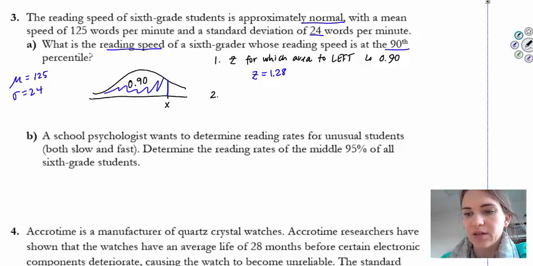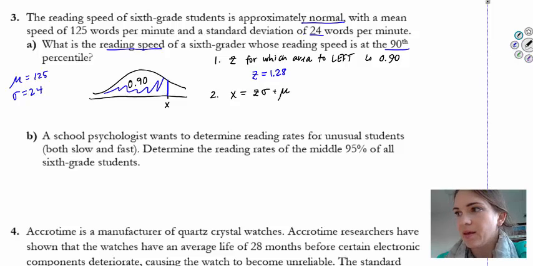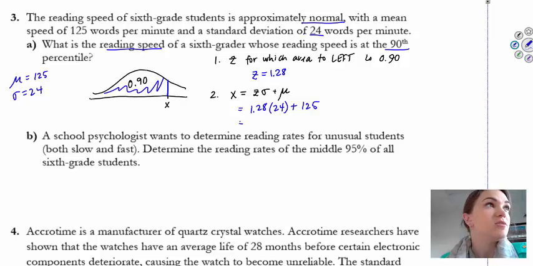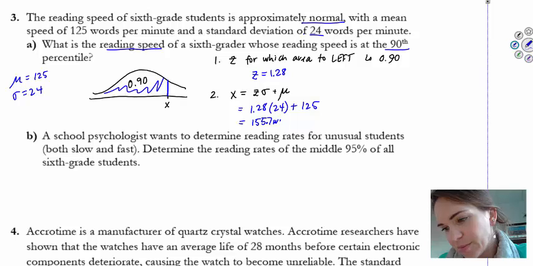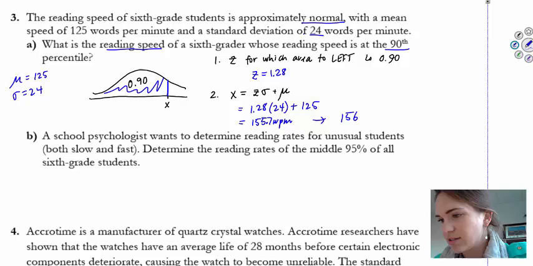So now we want to calculate what value of x, what reading speed is that. So x is z times sigma plus the mean. For this application, z is 1.28. The standard deviation is 24, and we're going to add the mean of 125 for a reading speed of 155.7 words per minute. But who reads 0.7 words of a minute? So we'll just call this 156 words per minute.